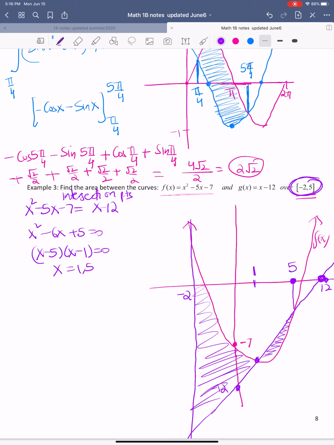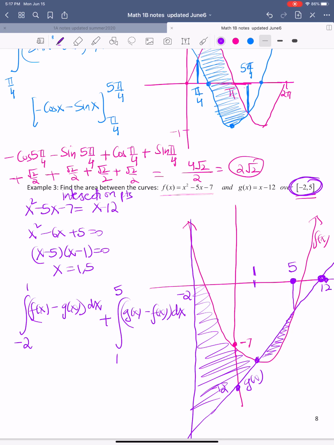So we'll have to set up two separate integrals here. Between -2 to 1, we got the parabola on the top, which is f of x minus g of x dx. And then plus, we have more area from 1 to 5. We actually have g of x on the top because g of x is the line, remember, the purple line? g of x minus f of x dx.